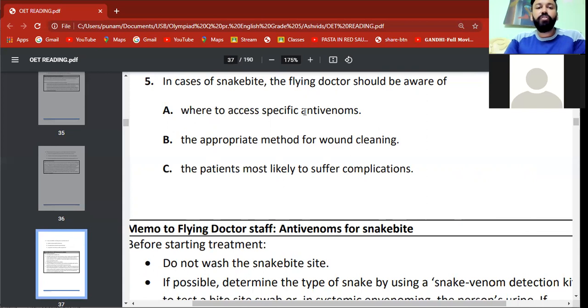The flying doctor should be aware of accessing specific antivenoms, second is wound healing, and patient complication. Keep these three in your mind and let's read the text.